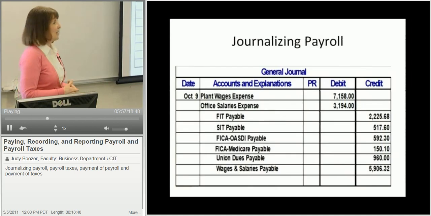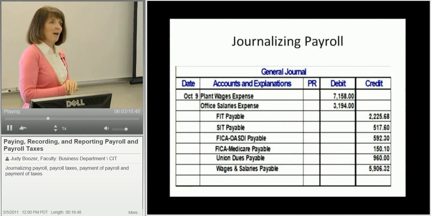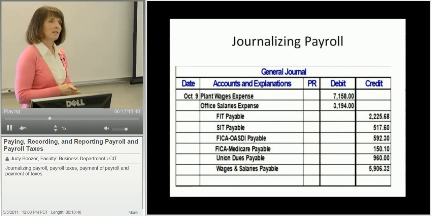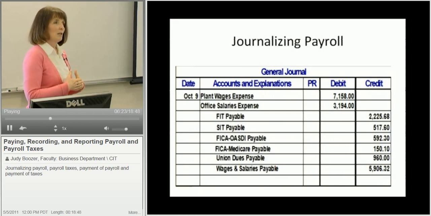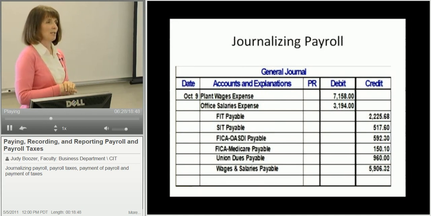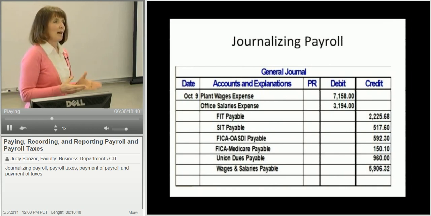Okay, here's another example with some amounts shown. Now, you'll see some different expense account names still related to payroll. This one happens to be by a specific department within the company. So there's payroll for plant workers and for office workers. So it doesn't have to go necessarily to one expense. It could be broken down by different buildings or different departments. But you can see that the payables are all still the same. All the deductions from the checks are listed as payables, including wages and salaries payable.